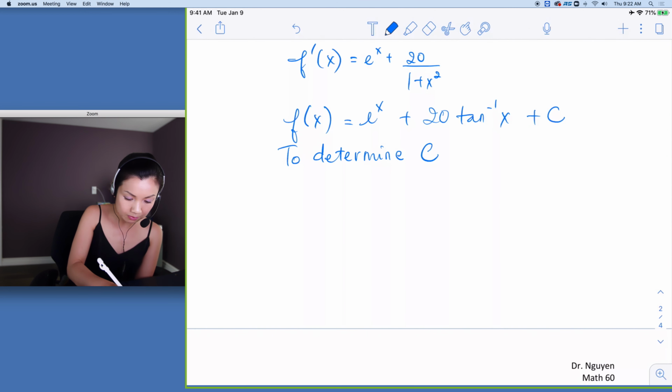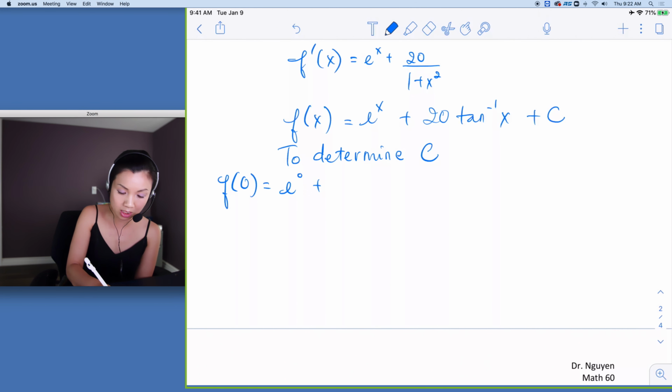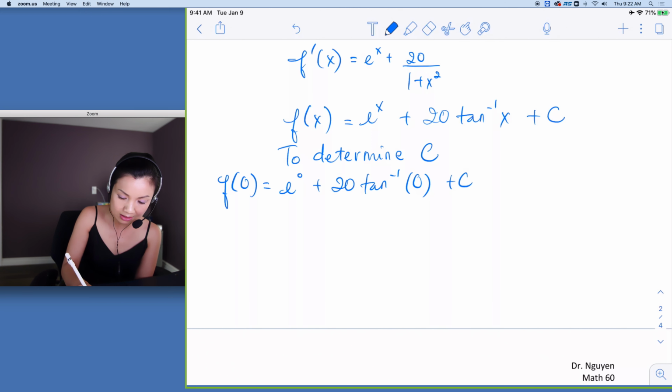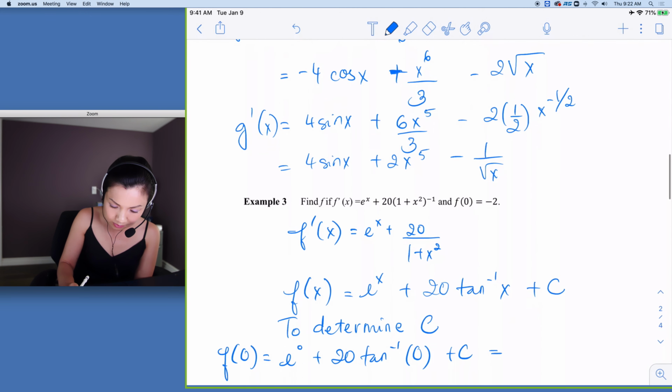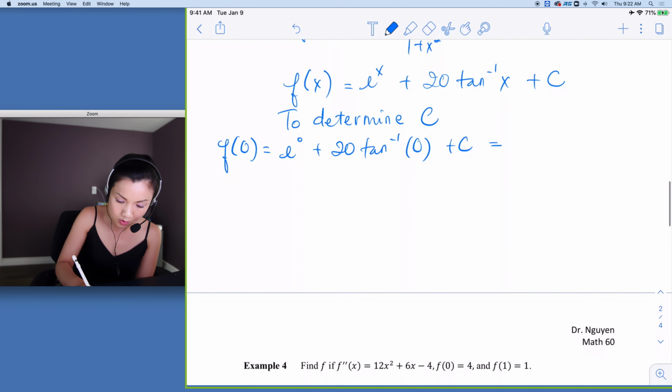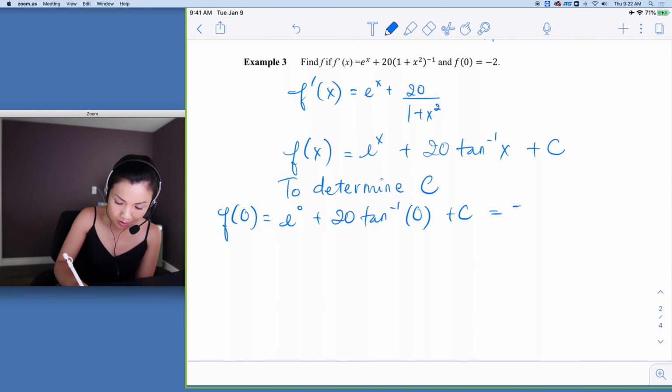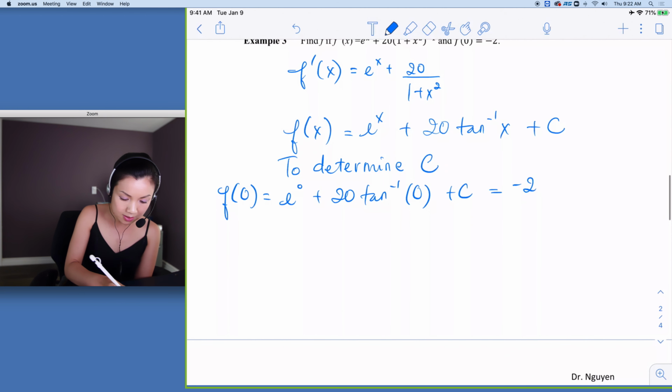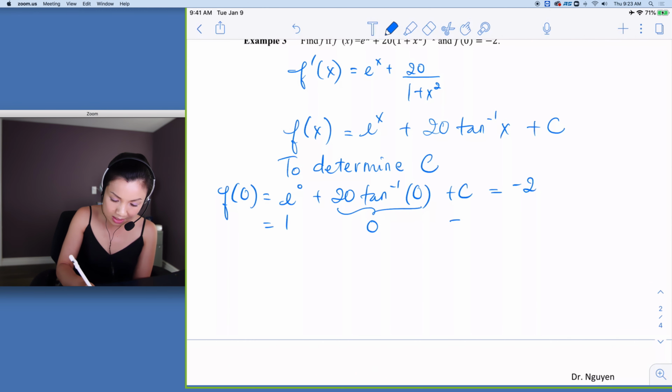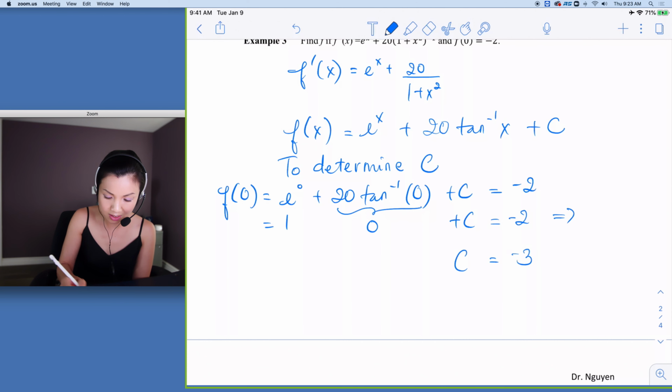So we plug it in. F of 0 is going to be e to the 0 power plus 20 arctangent of 0 plus c equals f of 0, which is negative 2. So I'm going to put negative 2 in. But e to the 0 is just 1. Arctangent of 0 is just 0. So that's 1 plus 0 plus c equals negative 2. So c has to be negative 3.